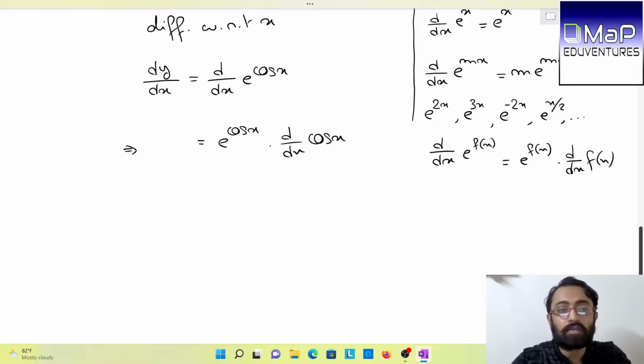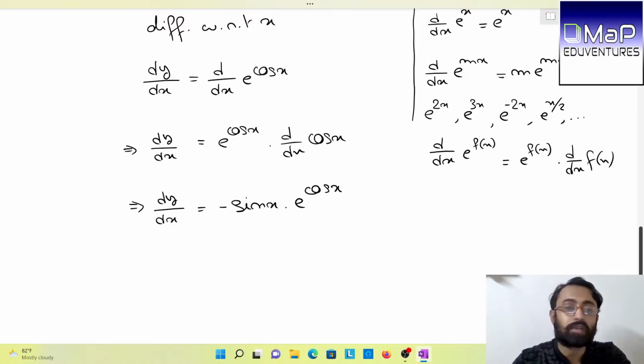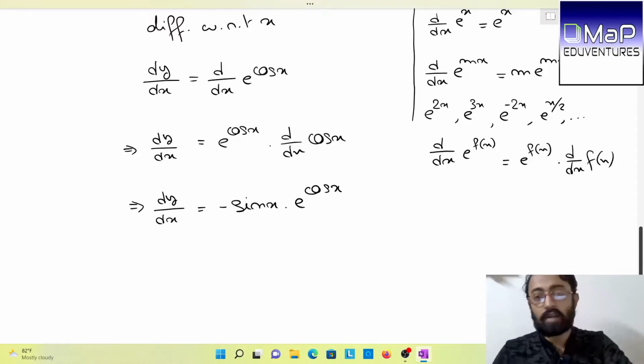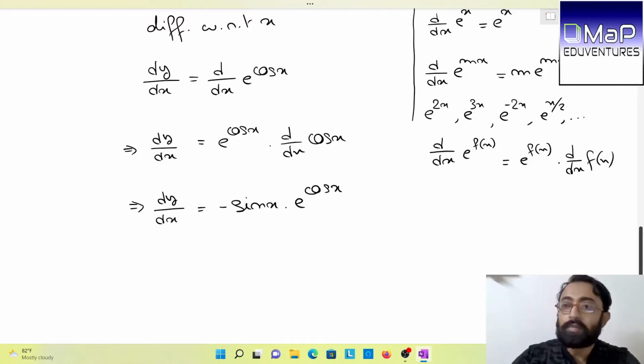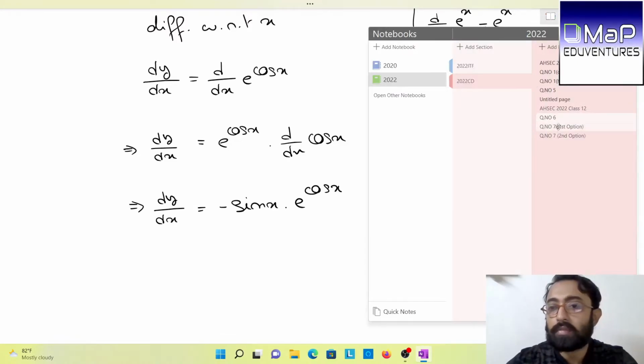Left hand side remains dy by dx. All right, so dy by dx equals minus sin x, because d/dx of cos x is minus sin x, into e to the power cos x. So finally we can write the answer like this. So two very easy questions in question number 6.